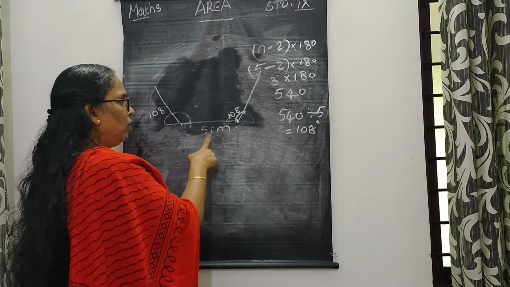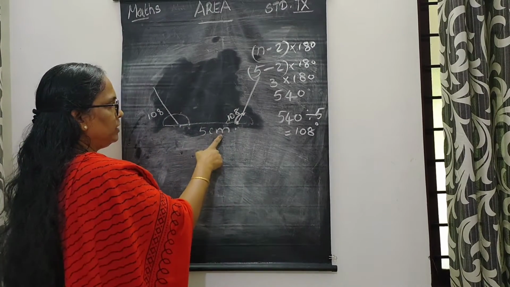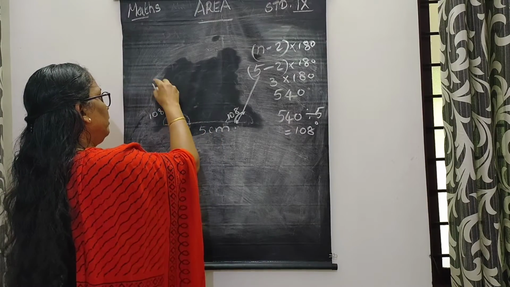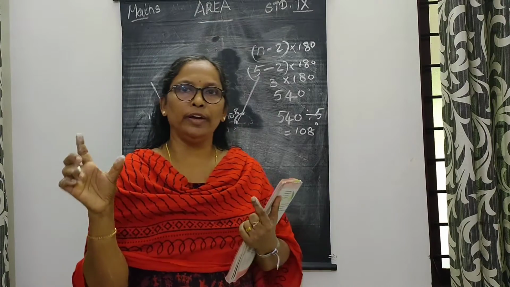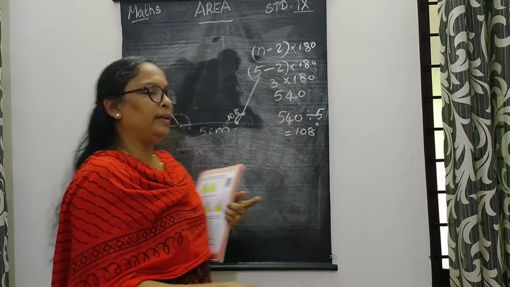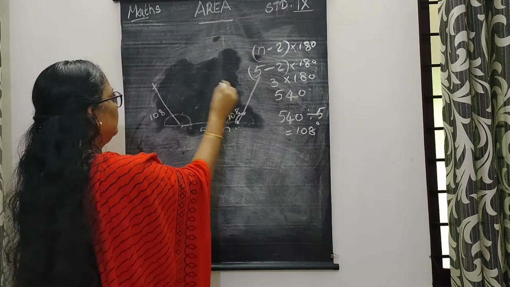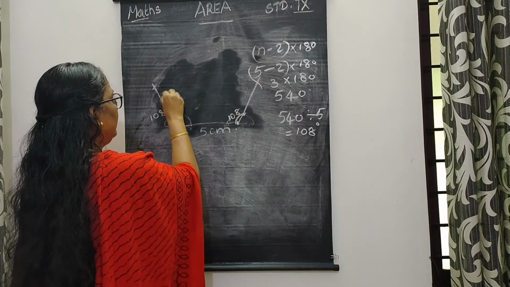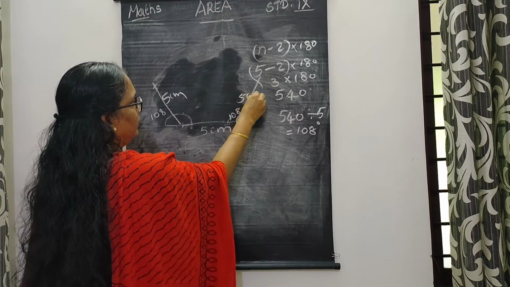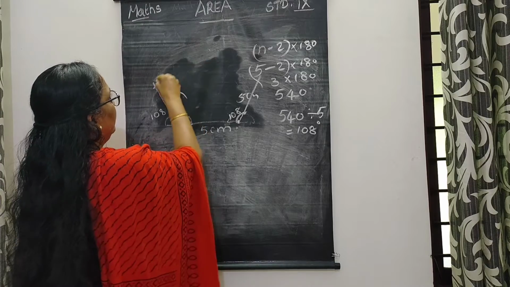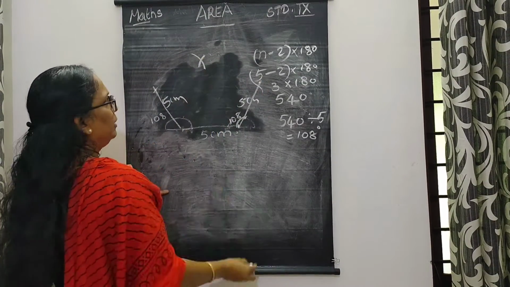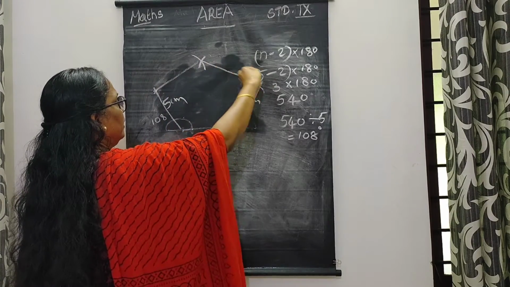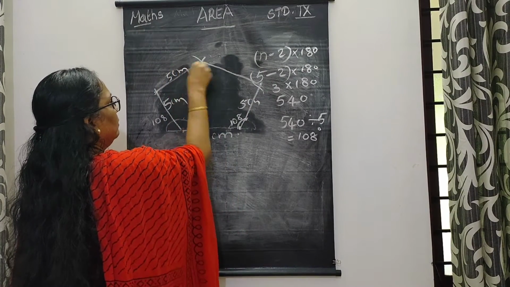And we know all the sides are equal. So this is 5 centimeter. So this also will be 5 centimeter. So take your compass and take the measure 5 centimeter in the compass and mark an arc like this. 5 centimeter line. And take the same 5 centimeter. From here you mark arc like this. And from here also 5 centimeter. So join these. We get a regular pentagon.